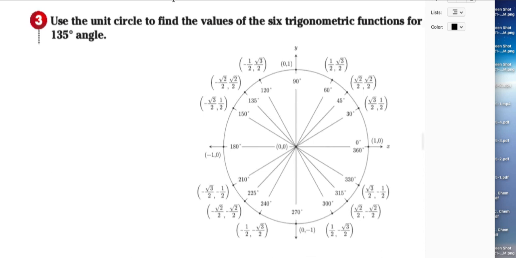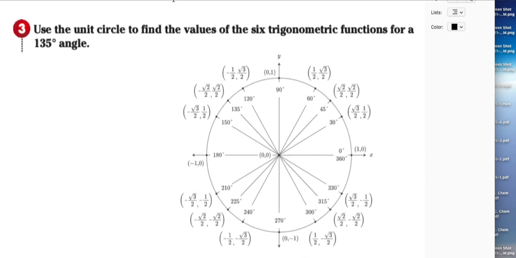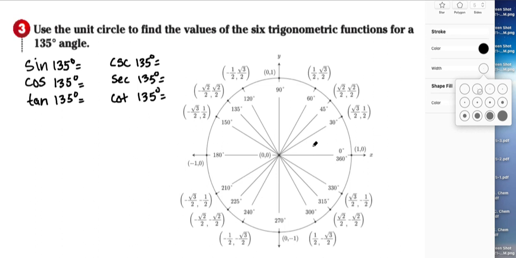So here in example 3, we are going to use the unit circle to find the values of the 6 trigonometric functions at 135 degrees. The first thing we want to do is locate 135 degrees on the unit circle, which is right here. So the sine of 135 degrees is going to be square root of 2 over 2, whereas the cosine is going to be negative the square root of 2 over 2.